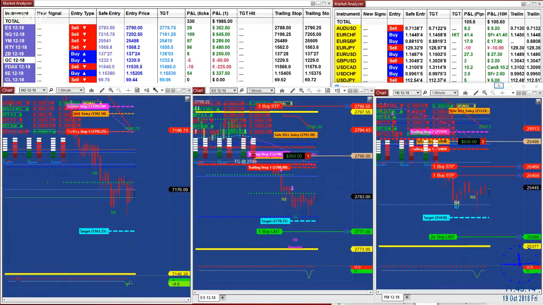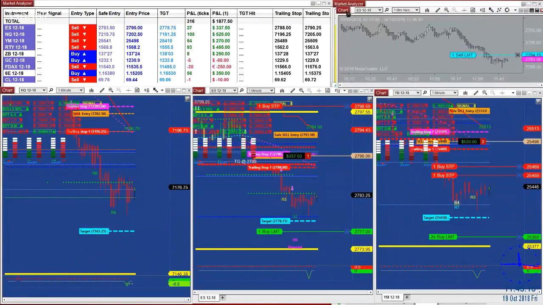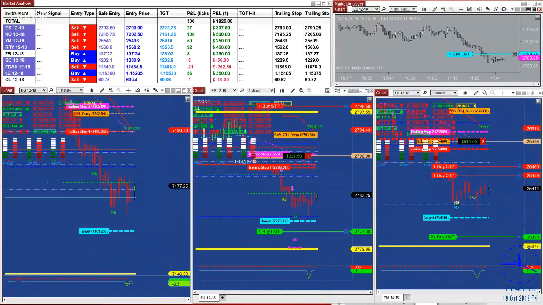For the pullback re-entry on the ES, you can do this one here, 84.75. Okay.